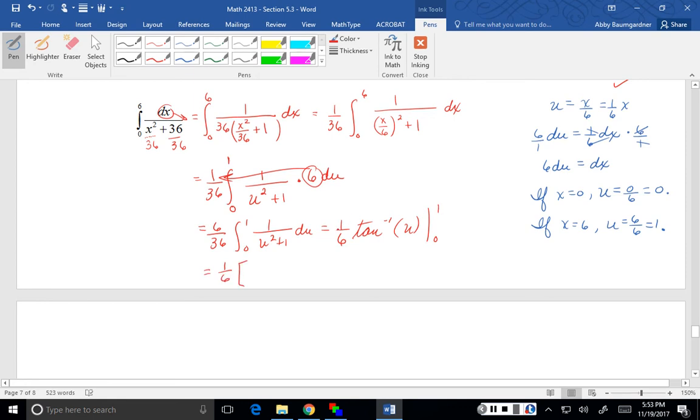I can actually pull the 1/6 out front, and so I only have to worry about tangent inverse of 1 minus tangent inverse of 0. What this is asking you is what angle, when you plug it into tangent, gives you 1 as its answer? You should be telling me pi over 4. And then what angle, when you plug it into tangent, gives you 0 as its answer? And so we end up with pi over 24 as our answer.